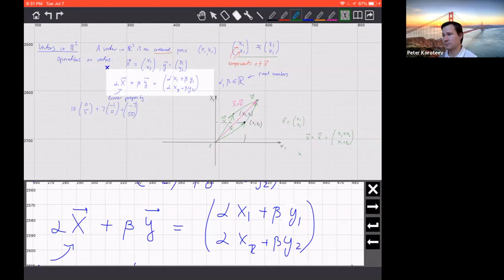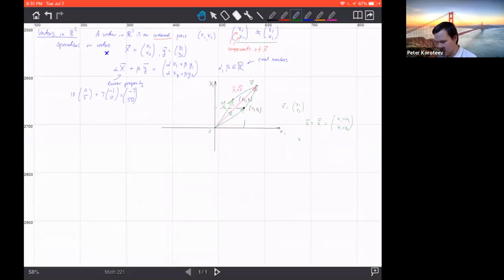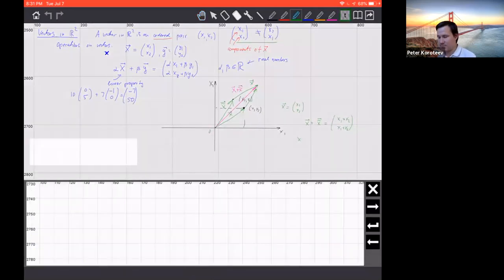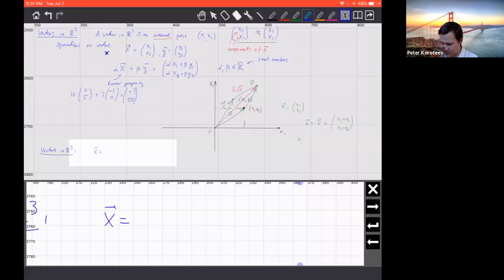Okay. Now, that's what happens in 2 dimensions. There's nothing that should stop us from adding more numbers. Instead of looking at the ordered pair of numbers, we can look at an ordered triple of numbers. So vectors in R3. Let's say there's a vector again, vector x. Now it has coordinates x1, x2, x3. Again, they're ordered.